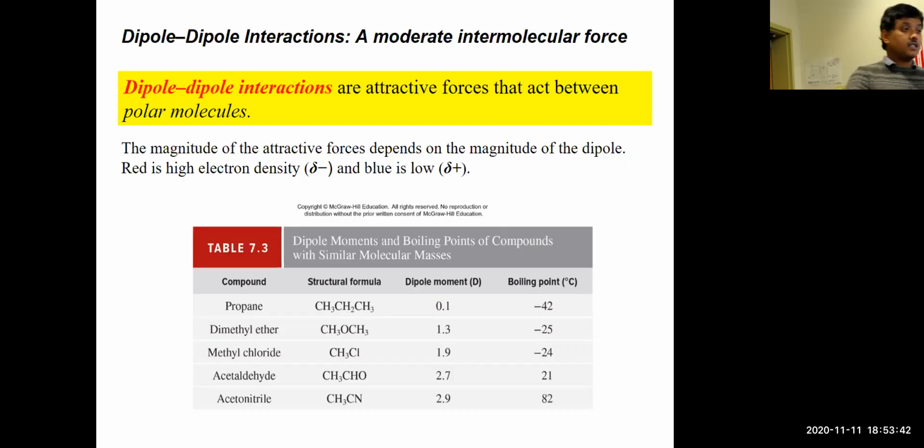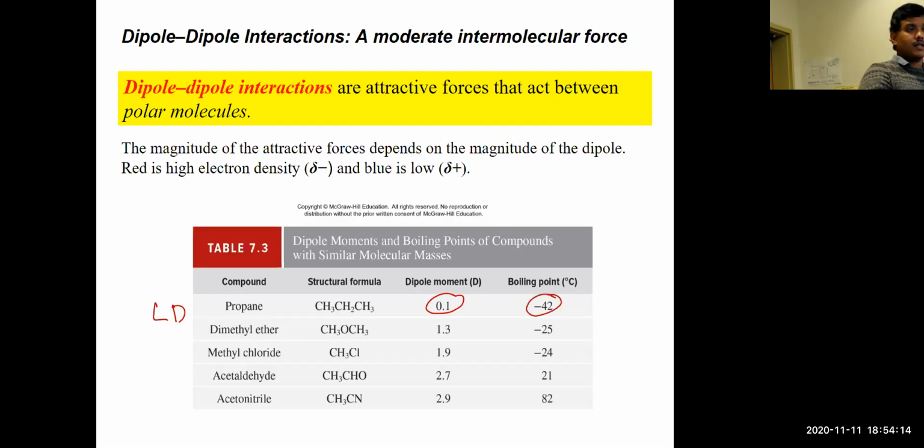Let's look at the first molecule. The first molecule that you have here is the propane molecule, and clearly that molecule is a nonpolar molecule. As a result, the only type of intermolecular force it can experience is London dispersion forces. Here you can also see the dipole moment. It's tiny. 0.1 is a really low dipole moment. As a result, it has a low boiling point.